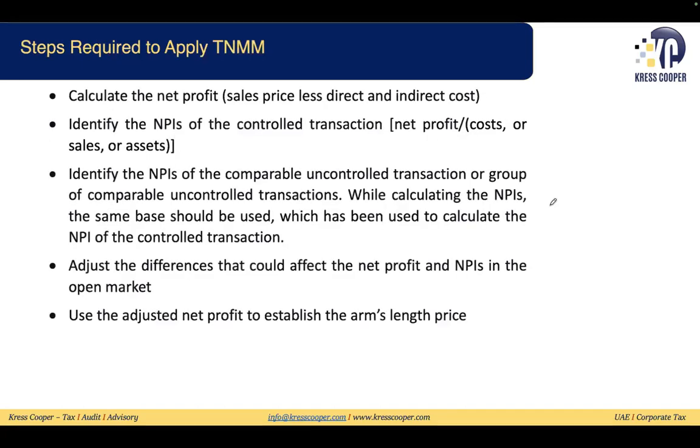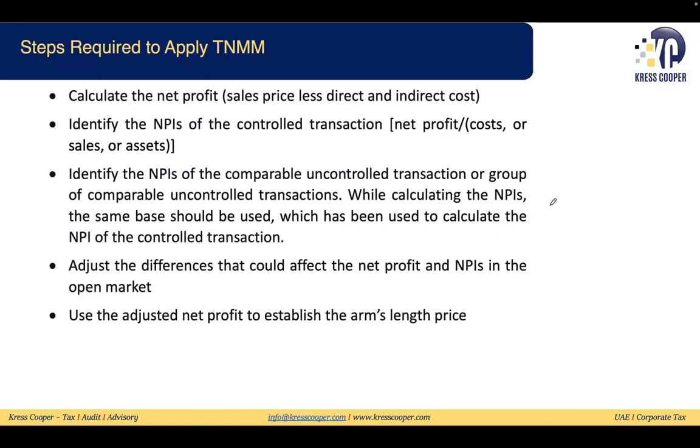Steps required to apply the transactional net margin method. What are the steps that you need to follow to apply this method? First of all, calculate the net profit. We know how to calculate net profit: sales, cost, direct cost, indirect cost, allocation. This net profit is required, keep in mind, transaction-wise. Calculate the net profit, sales less direct cost less indirect cost, for each transaction that you are assessing.